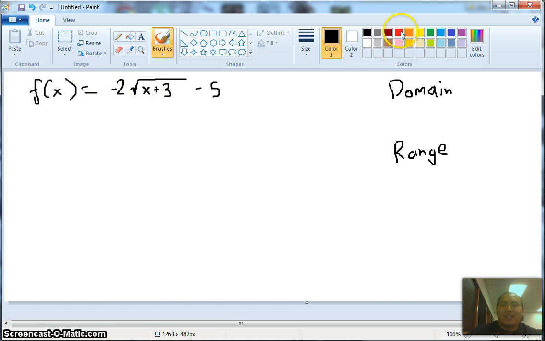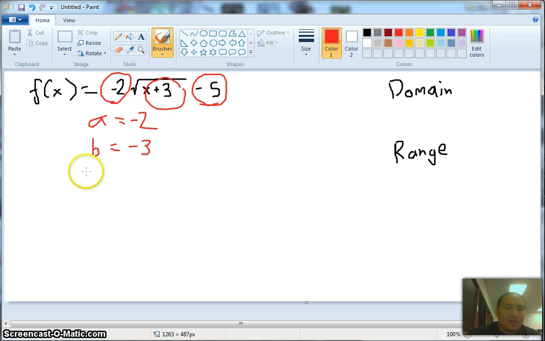All right, so here we go. We've got this one. Now that's our A. So we know that our A is negative 2. Then we've got this part. Our B is negative 3. And then we've got this part. Our K is negative 5.